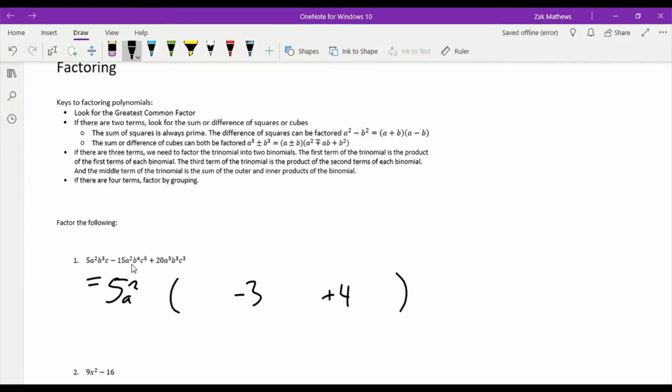In the 15, we took the a squared out of that as well. So now there's just a 1 here, so I don't need to write that negative 3 times 1, or just negative 3. Then we took the a squared out of the a cubed, meaning I do have an a there.